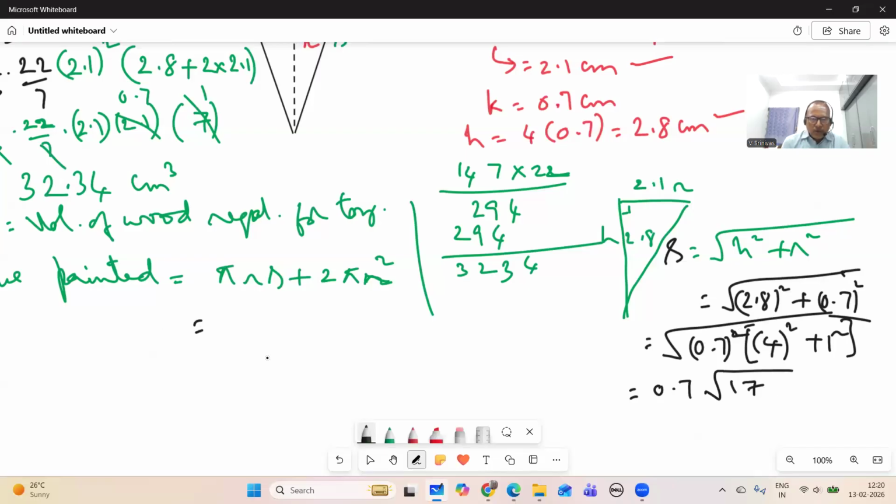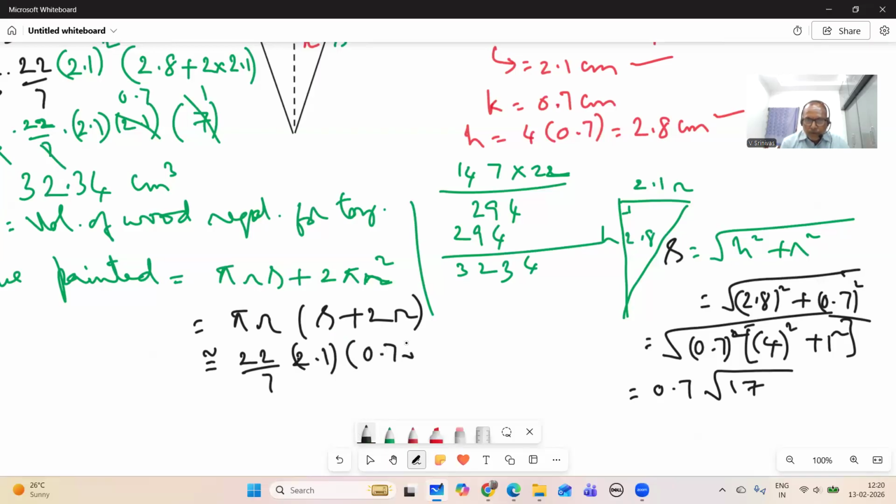Okay, so this becomes how much? Between these two, pi r is common, take it out, into s plus 2r. Pi r is out, s remains; pi r is out, 2 into r remains. Pi is approximately 22 by 7, r is 2.1, into s, which is 0.7 into root 17, plus 2r, which is 2 into 2.1.